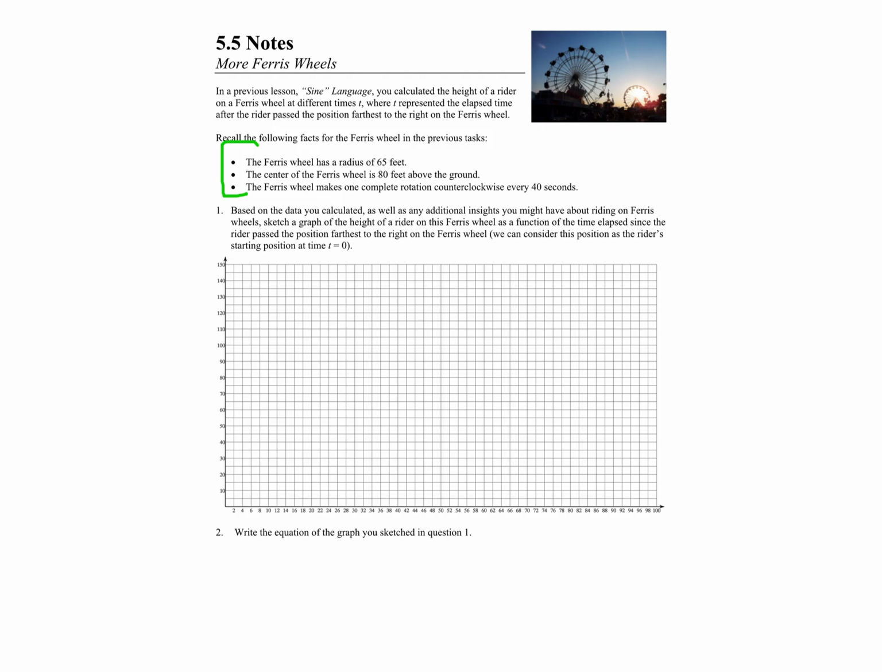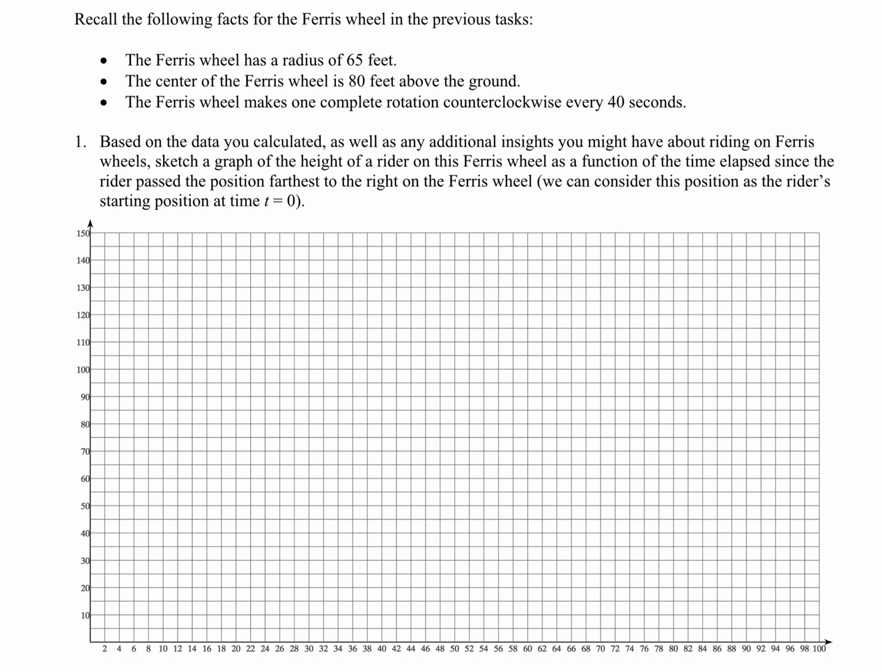In lesson 5.3, we calculated the height of a rider on a Ferris wheel at different times t, where t represented the elapsed time after the rider passed the position farthest to the right on the Ferris wheel. So if I was looking at the Ferris wheel in this picture, it'd maybe be right there. On the Ferris wheel that we were looking at in 5.3, we had a radius of 65 feet. The center of our Ferris wheel was 80 feet above the ground, and the Ferris wheel made one complete rotation counterclockwise every 40 seconds.